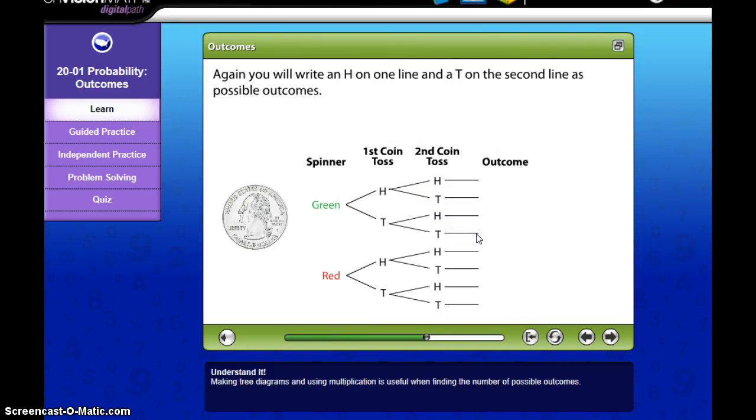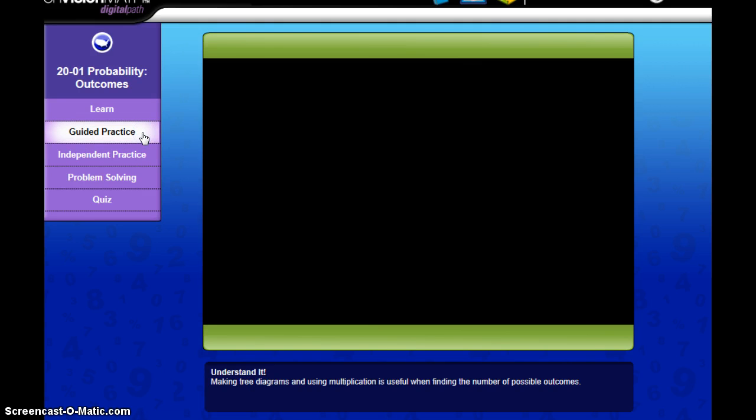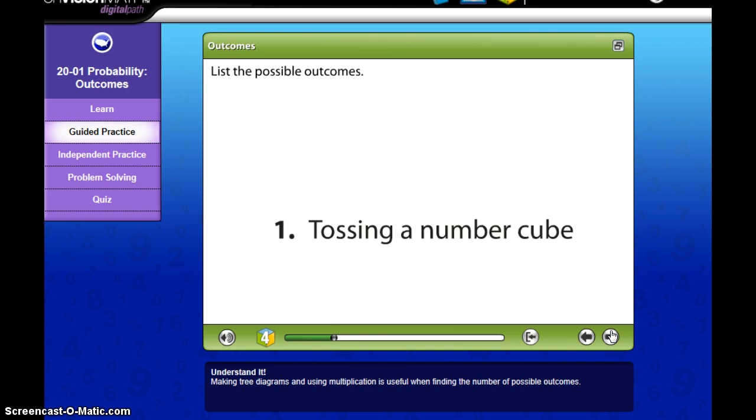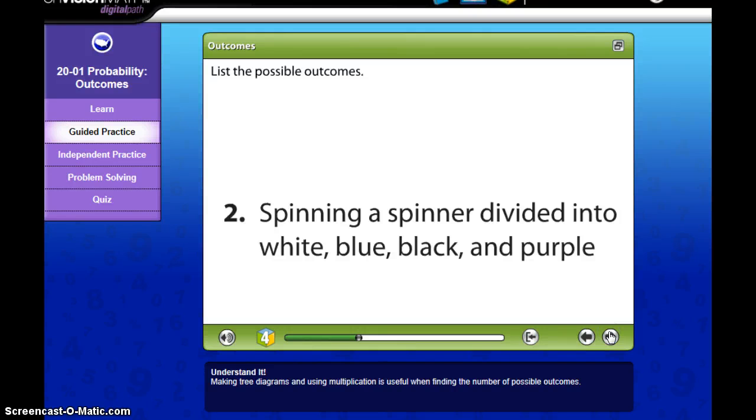So, let's take a look at some random examples here. What if I gave you a number cube? A number cube is the same thing as a dice. How many different possible outcomes would there be if I gave you a dice and said, shake it? Aiden? 6. Okay, 6 different things could happen. What if I gave you a spinner and that spinner was divided into white, blue, black, and purple? Emma? 4 different things could happen.